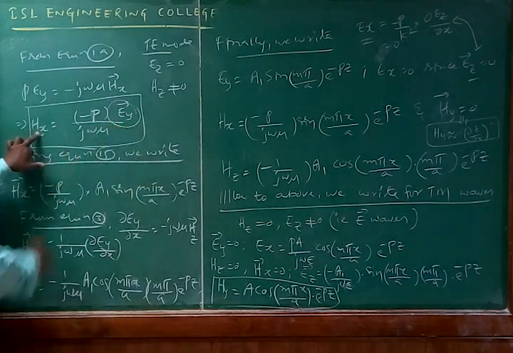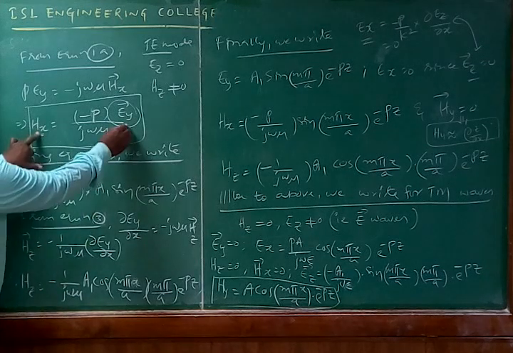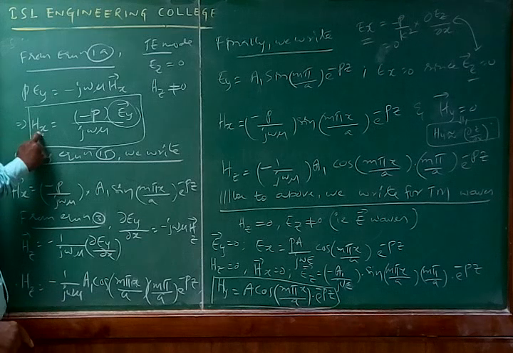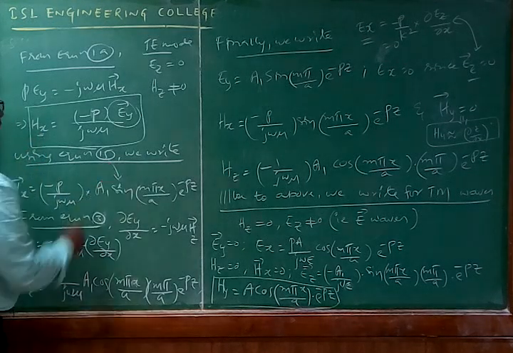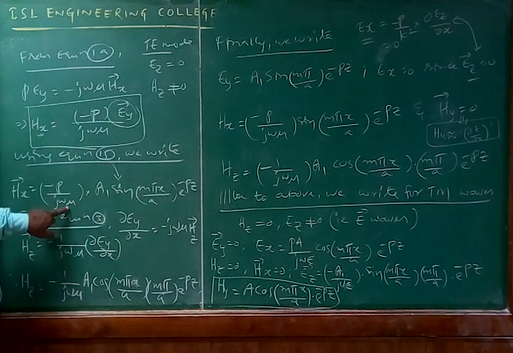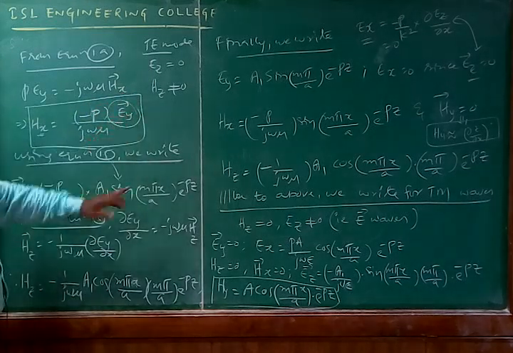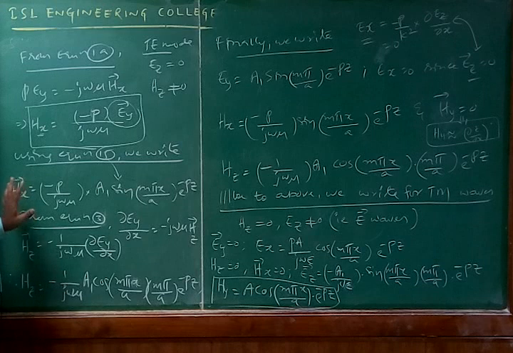Ey is already known to me. So whatever Ey I have got, equation number 15, I substitute here. Minus β by j omega mu remains as it is. This Ey I replace with equation number 15. So this is going to be the equation for Hx.